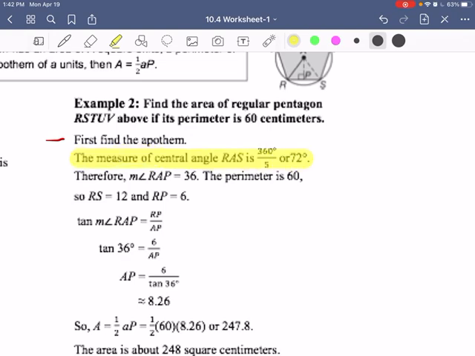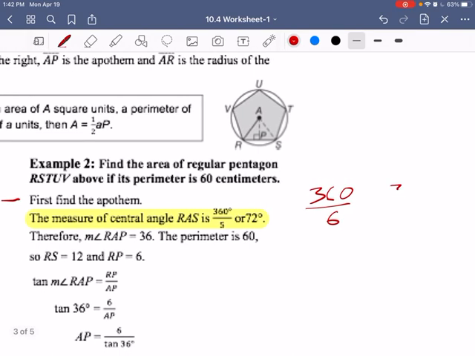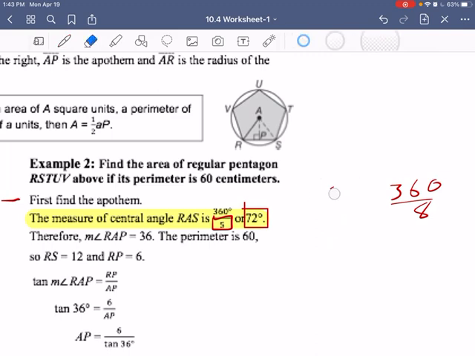In this case, we're looking at this shape right here, which is a pentagon. We know the central angle is going to be 360 divided by 5. So if it were a hexagon with 6 sides, it would be 360 divided by 6. If it were an octagon, it'd be 360 divided by 8. Whatever the number of sides is, that's what we divide by to find our central angle. In this case, it's going to be 72.